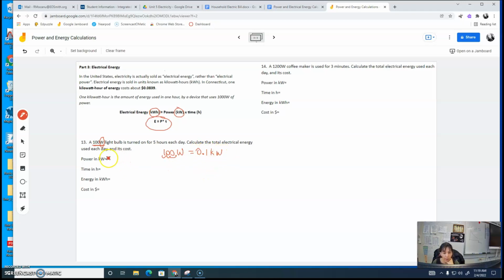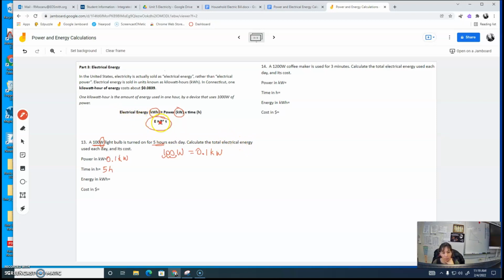Now I can put that in here. That is something that I know. For this light bulb, it's 0.1 kilowatts. It's turned on for 5 hours every day. What is this 5 hours? That's just telling me the time, so I can put that under my time. I've got 5 hours. The problem is asking, calculate the total electrical energy. So for electrical energy, I've got my formula right here.